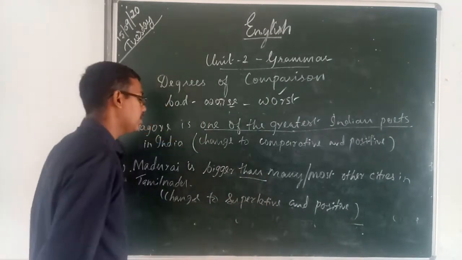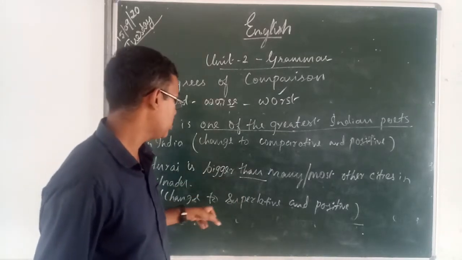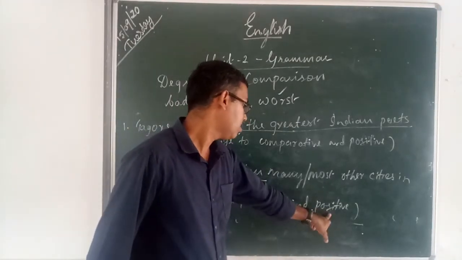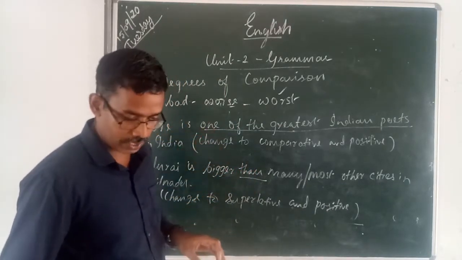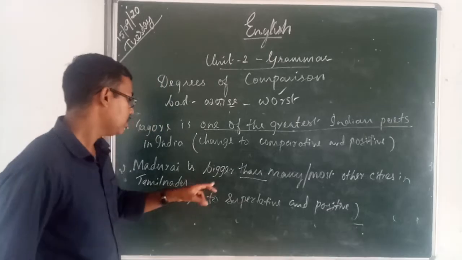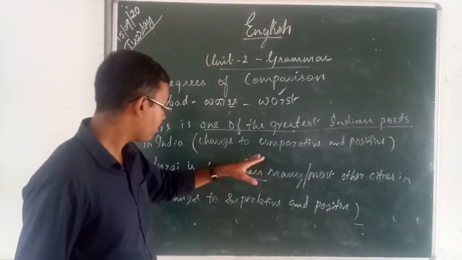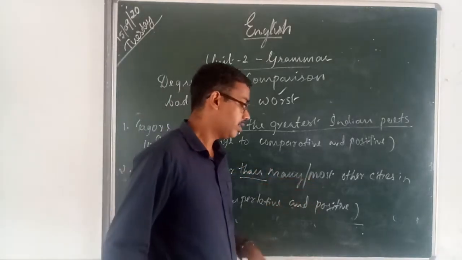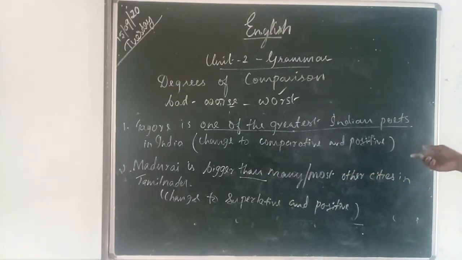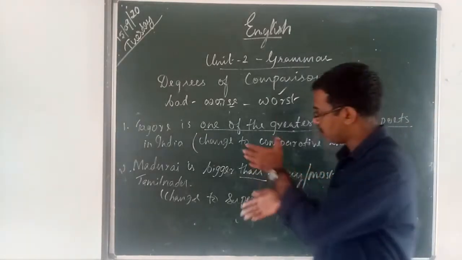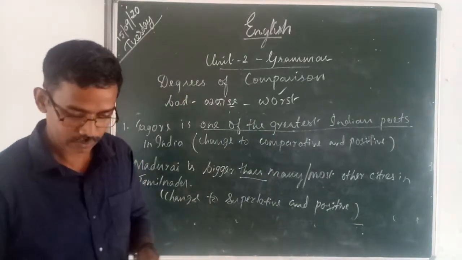Than is there, so what degree is this? Comparative. So you have to change it to superlative and positive. Superlative means you have to use biggest. Madurai is one of the biggest cities in Tamil Nadu. Just like that, seeing the previous model, we have to finish these two examples.